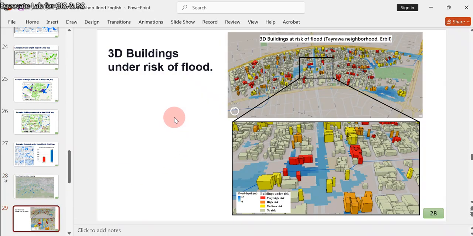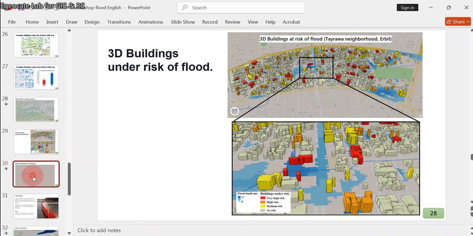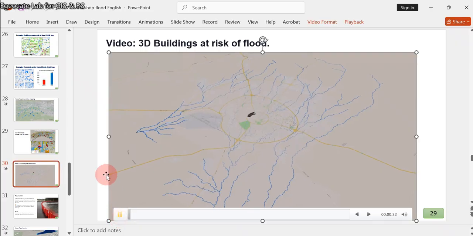Also, we can generate a 3D building under risk of flood. For example, in this image, this is only an example. The red buildings are those buildings which are at very high risk. The orange ones are high risk. The yellow ones are medium risk, and other buildings are no risk.